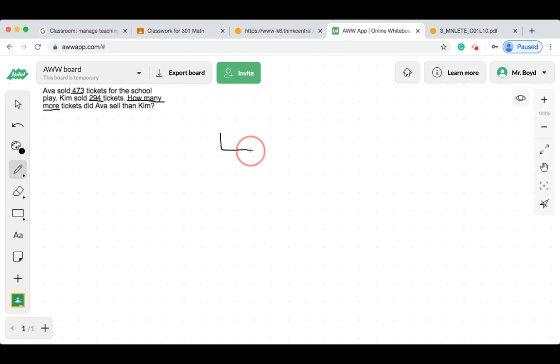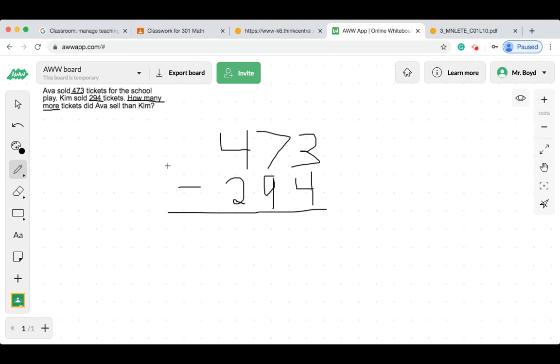So I will line up my equation as 473 minus 294. Now pay close attention, when I line up using place value, my hundreds place value lines up, my tens place value lines up, and my ones place value lines up. Now I can subtract using place value.